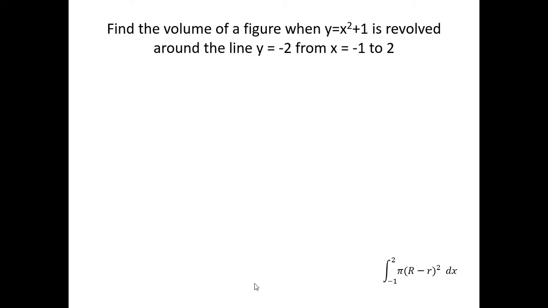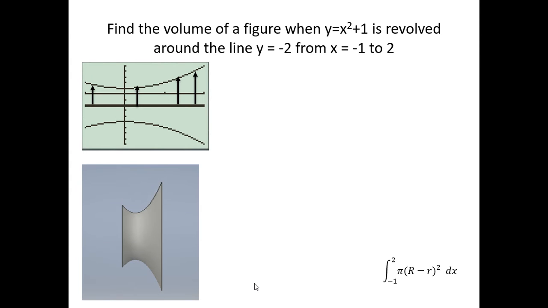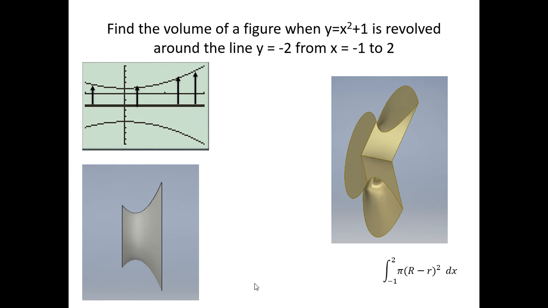Find the volume of a figure when that same equation is revolved around the line y equals -2 from 1 to -2. Okay, so what is that going to look like? Now we're no longer revolving around the x-axis, we're revolving around another line, y equals -2. So we've got a bigger or thicker type of object. Okay, there's the cross-sectional view of it, and this is what it looks like with part of it cut away.